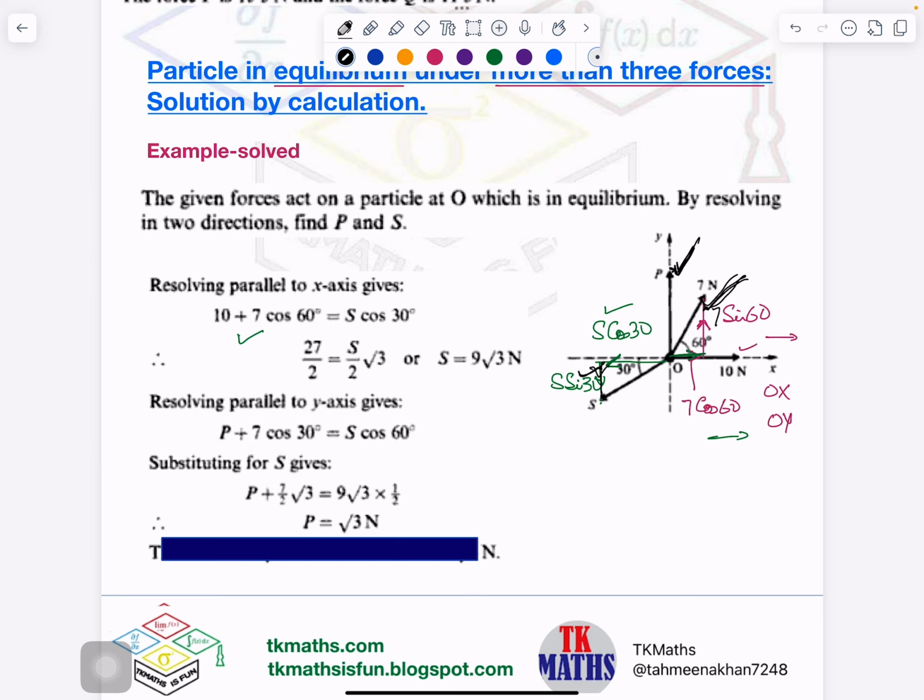because the object is in equilibrium. So all the forces upward are equals to all the forces downward. All the forces acting on right equals to all the forces acting on left. And then you are simply solving them simultaneously to get the answer.